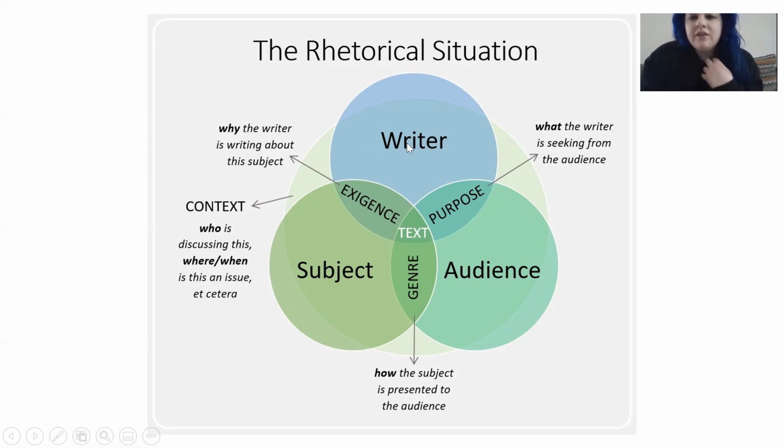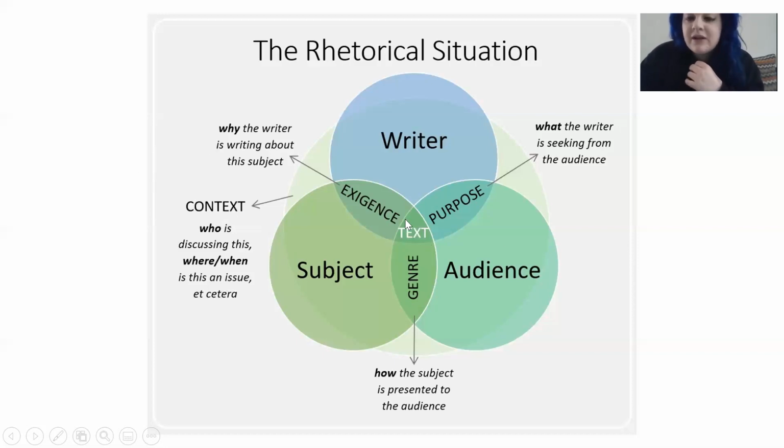But you want to look at the exigence, which is simply why the writer is writing about the subject. The purpose, what the writer is seeking from the audience. The genre, how the subject is presented to the audience. And then kind of in between here is the context. Who is discussing this? Where, when, is this an issue, etc.